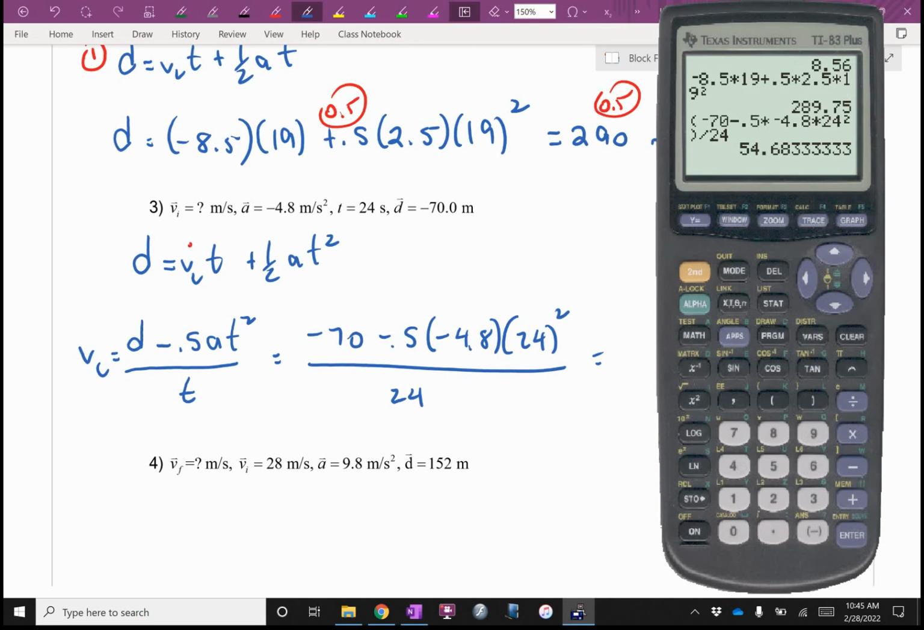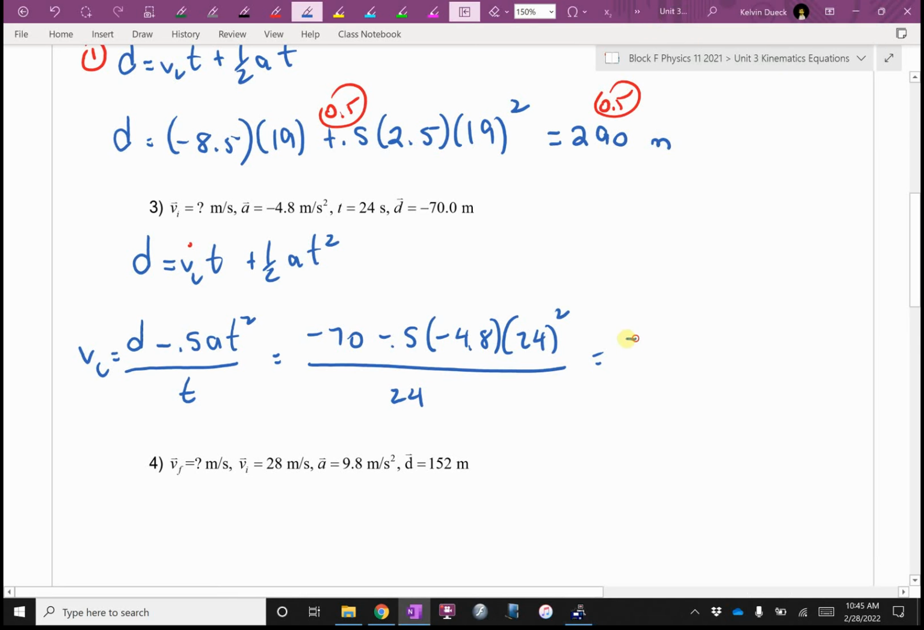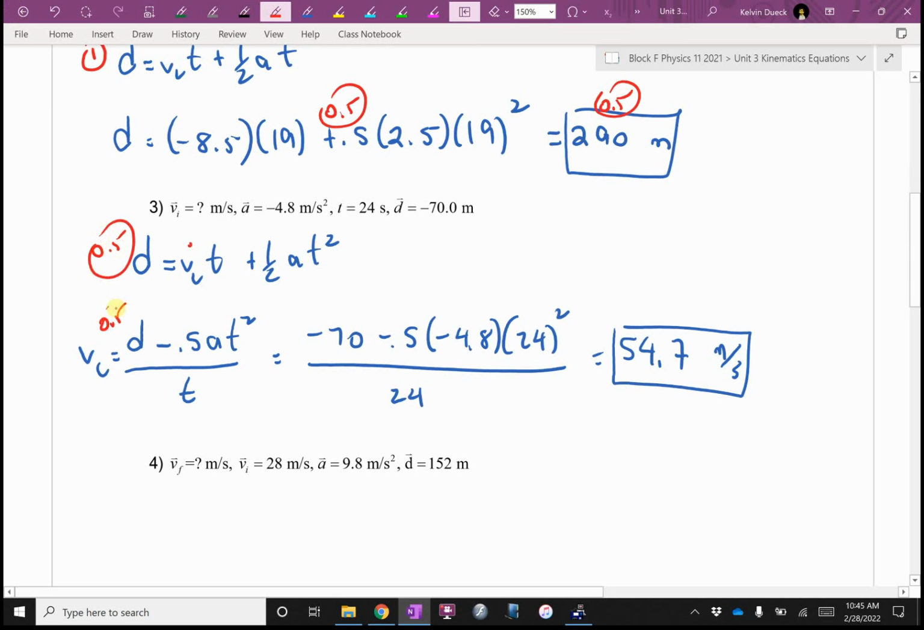Did y'all get 54.7? Units, meters per second. Same as before. Half mark. Half mark. Half mark. Half mark. How many of you are 6 out of 6 so far? Well done. Okay? Good. You're coming along nicely.